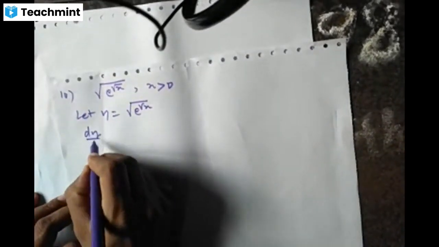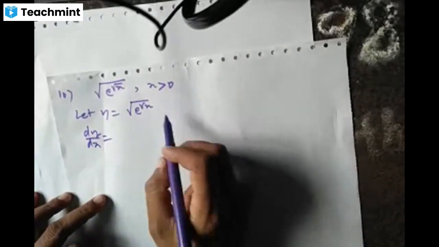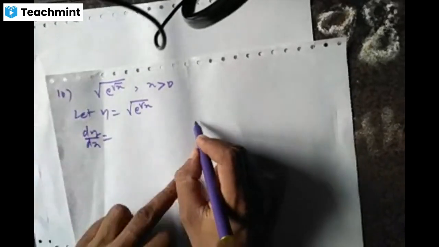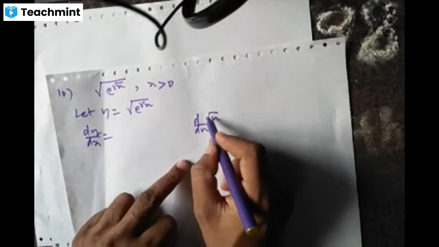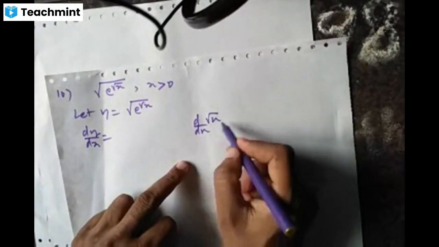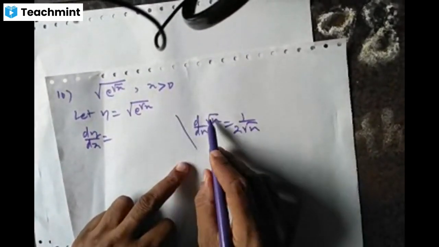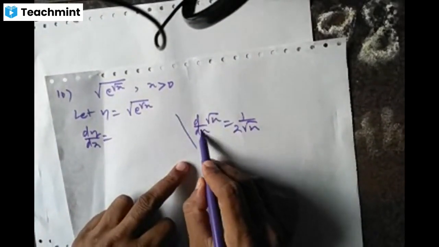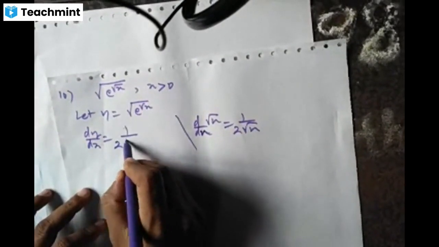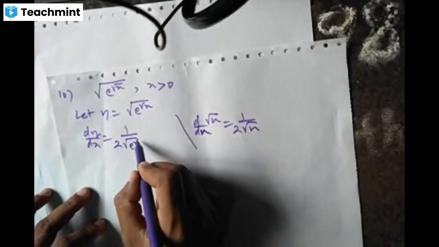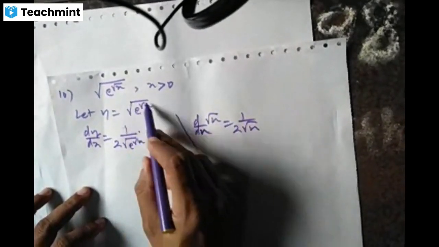Then dy by dx is equal to, you just assume e^(root x) as u. What is the derivative of root u with respect to u? 1 by 2 root u, right? Derivative of square root of u with respect to u is 1 by 2 root u. So 1 by 2 root, what is u here? e^(root x), right? Into d by dx of e^(root x).